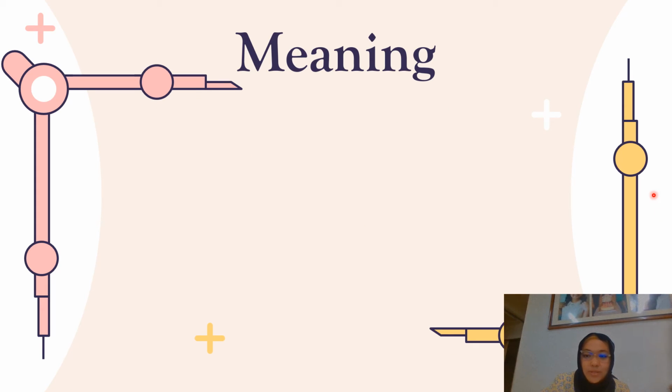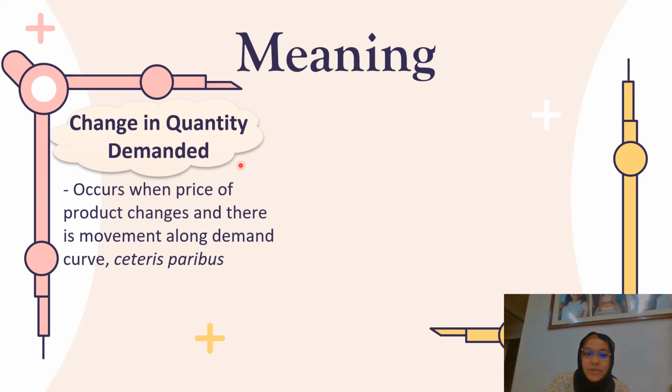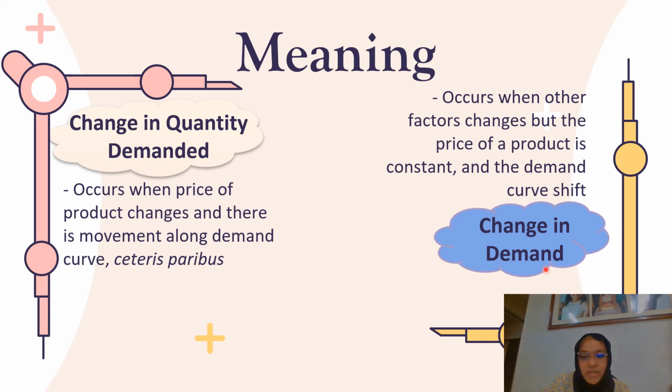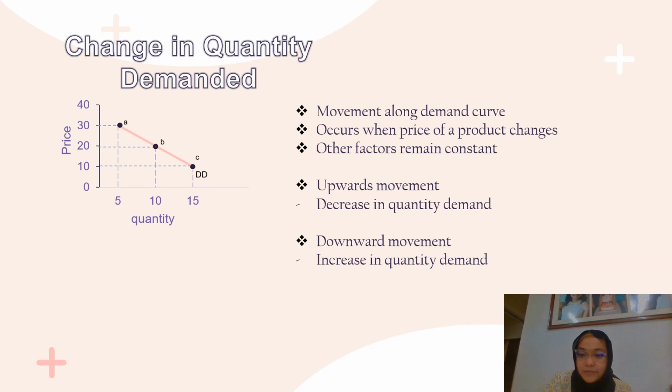First, we get into the meaning. The meaning for change in quantity demanded: it occurs when the price of the product changes, and that is a movement along the demand curve. And the meaning for change in demand is: it occurs when other factors change, but the price of the product remains constant, and the demand curve shifts. To understand better, we will look through the graph of the curve.